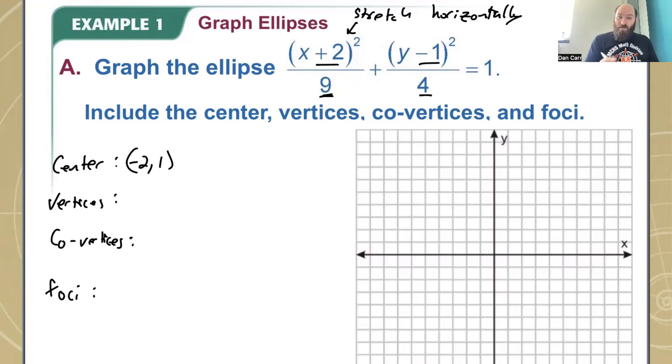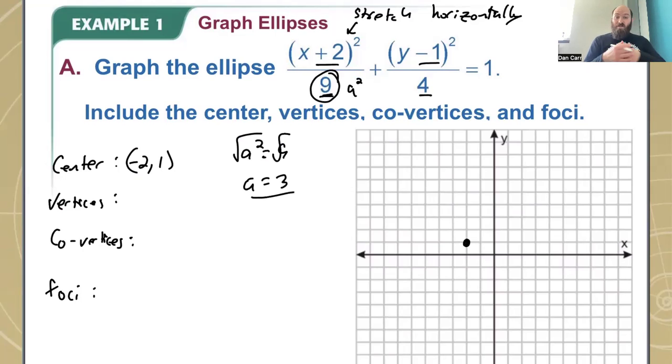So we'll start with this. The center is at -2, +1. So here's my center point. The length of my major axis is, so remember, this is basically saying that this is going to be a squared under here. So if a squared equals 9, that means a is equal to 3. This is the length of the semi-major axis. So from the center, I'm going to go 3 to the right and 3 to the left.